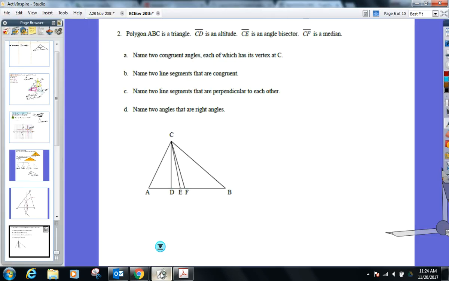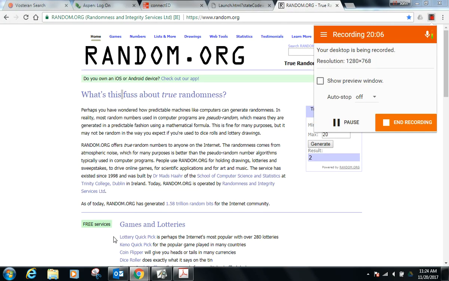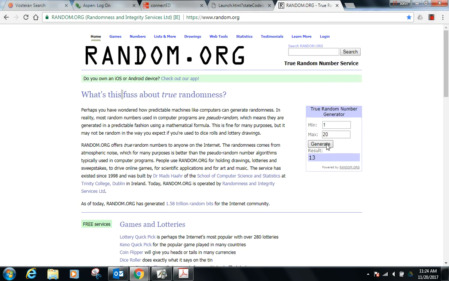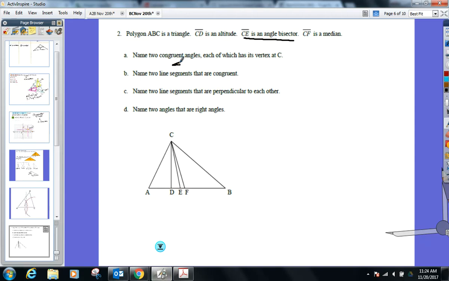Okay, let's do this. Name 2 congruent angles. So hopefully you saw CE was an angle bisector to answer this question. CE was an angle bisector, meaning 2 congruent angles up here would have been... Here we go, let's figure it out. 13, what do we have? Angle ACE congruent to, what is it? BCE. Or you could have the reverse as long as C's in the middle.